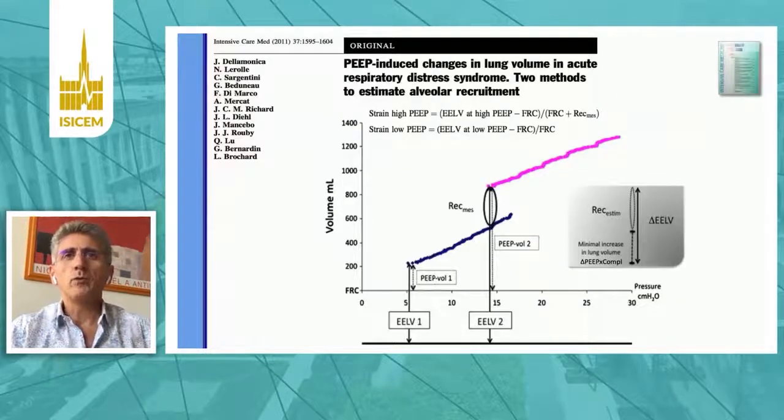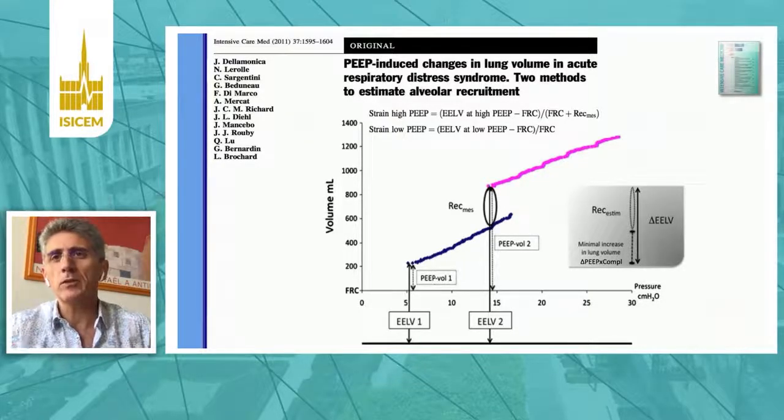And when you take into account the difference in end-expiratory lung volume and also the minimal expected increase in lung volume, which can be computed as the difference between the two PEEP levels multiplied by the compliance at the lowest PEEP level, you can then have an estimation of the recruited volume.